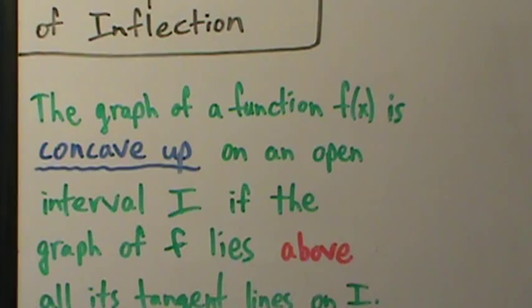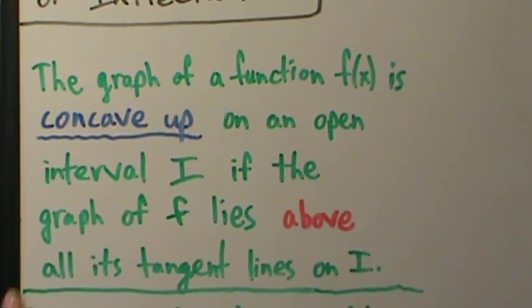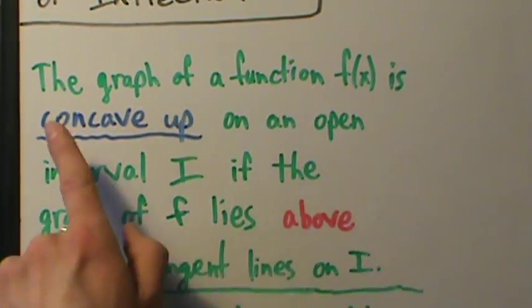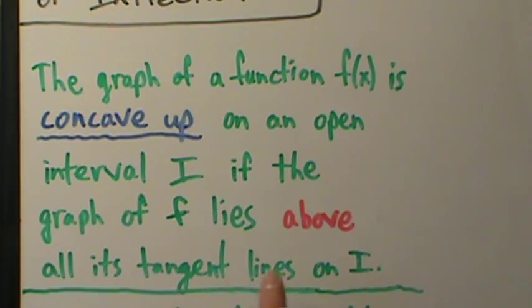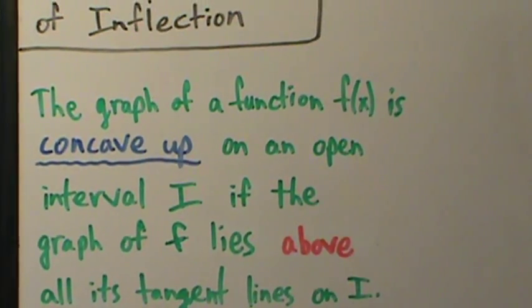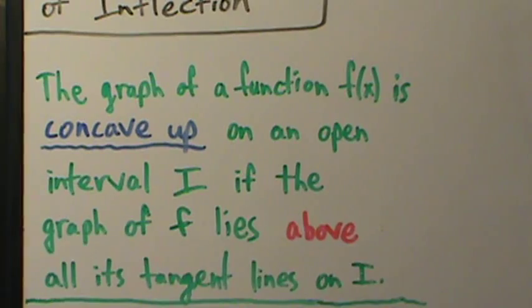Alright, so first let's talk about the geometric definition. The graph of a function f of x is concave up on an open interval I if the graph of f lies above all of its tangent lines on I. So basically, if you have a graph of a function and it's sitting above all of its tangent lines, then the graph is said to be concave up.